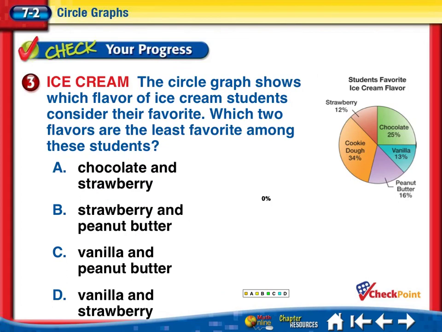Okay, here's one for you to check your progress. Ice cream. The circle graph shows which flavor of ice cream students consider their favorite. Which two flavors are the least favorite among these students? You're looking for the least. Make sure you interpret this graph correctly. Make sure you have your answer in your homework spiral.